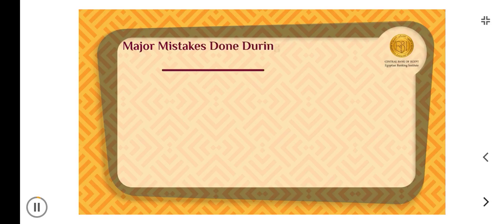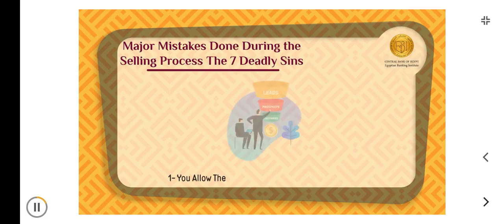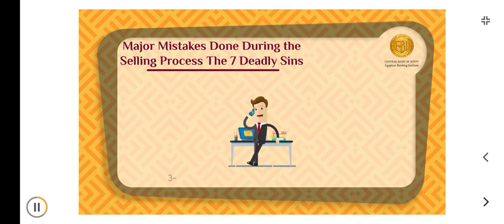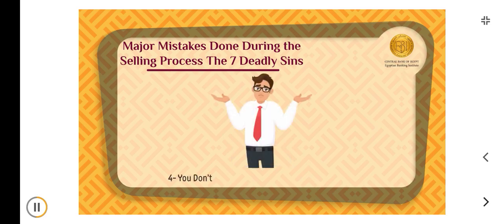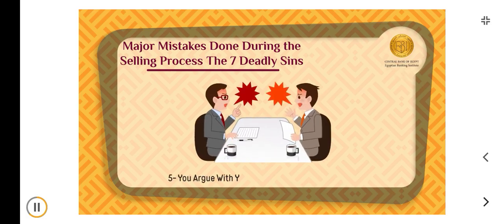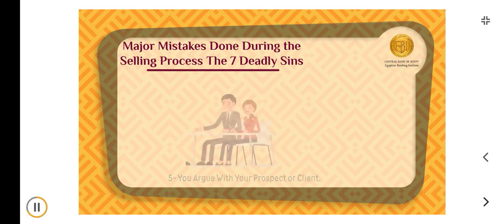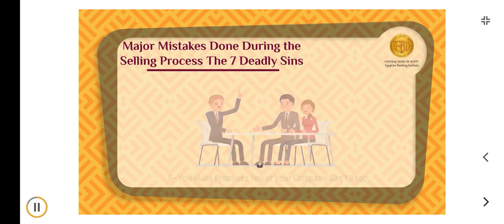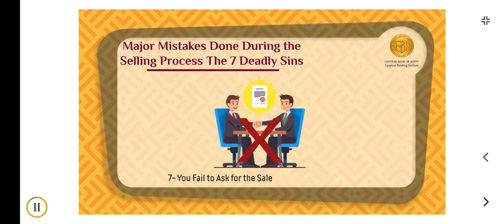Major mistakes done during the selling process. The 7 deadly sins. 1. You allow the prospect to lead the sales process. 2. You did not do your research. 3. You are talking too much instead of listening. 4. You do not say "I don't know" when you don't know. 5. You argue with your prospect or client. 6. You make promises you or your company cannot keep. 7. You fail to ask for the sale. You do not close.